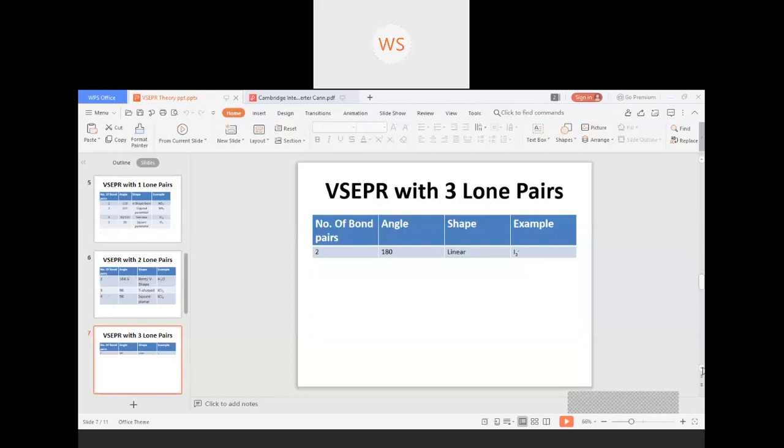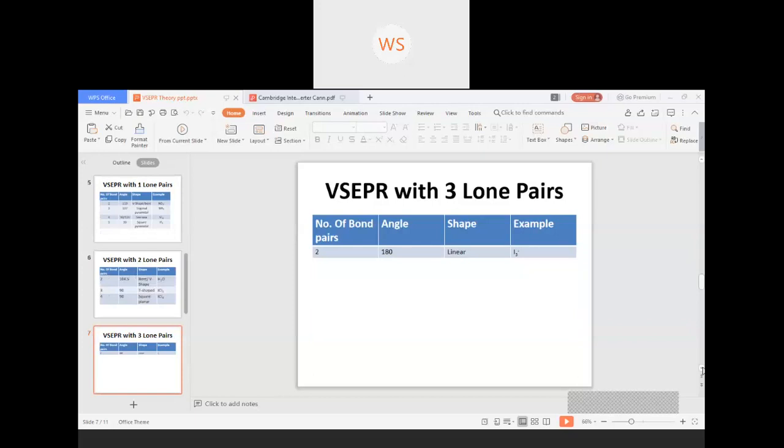Okay, and then next, the last is VSEPR with three lone pairs. There are two bond pairs with three lone pairs. The shape is linear. The example of the molecule is I3 negative.